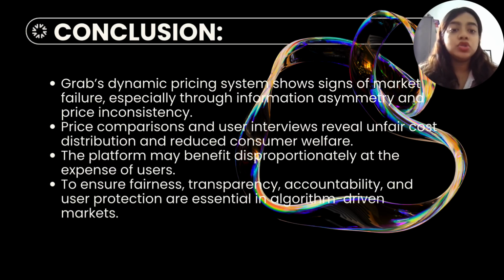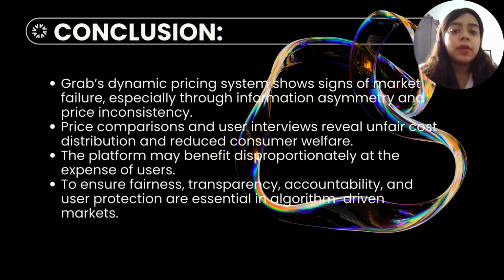These are the conclusions that we came to after user interviews and our own research. Firstly, Grab's dynamic pricing system shows signs of market failure, especially through information asymmetry and price inconsistency. Secondly, price comparisons and user interviews have revealed the cost distribution is not acceptable to them, and it does not keep consumer welfare as the prime motive.